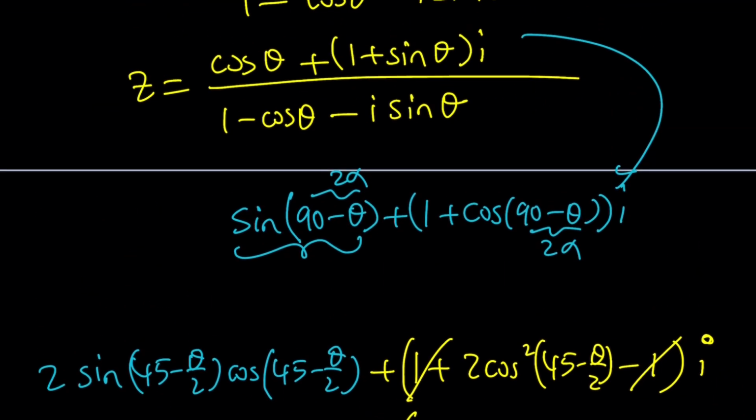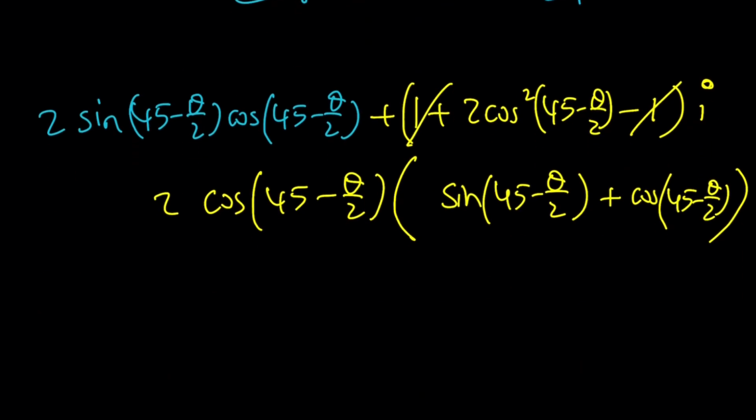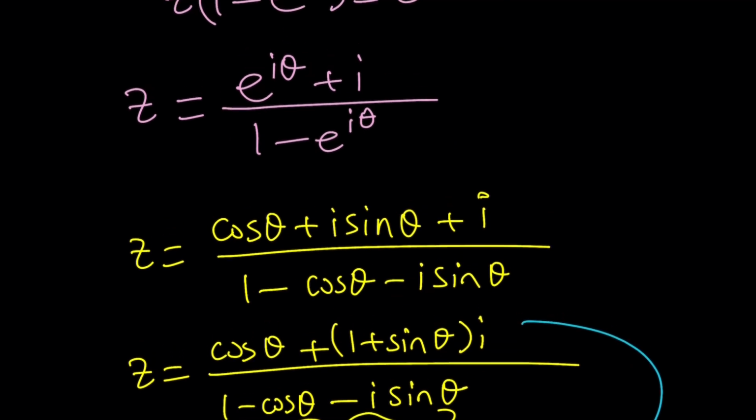And at the bottom, we can do something similar, but it's going to be half of θ. These are 45 - θ/2. Anyways, I guess we might just leave it as is. This is fine. And this brings us to the end of this video.